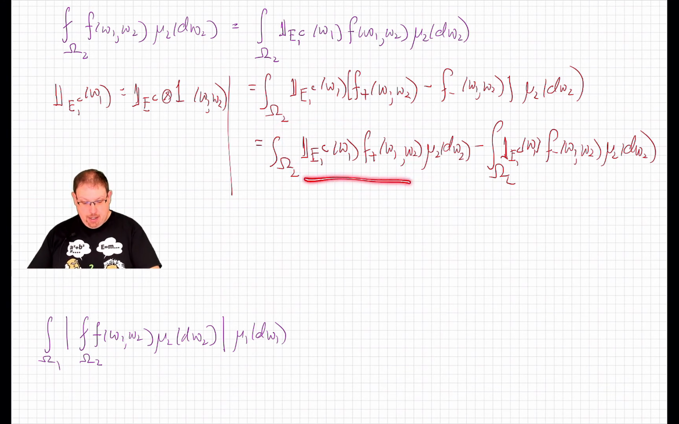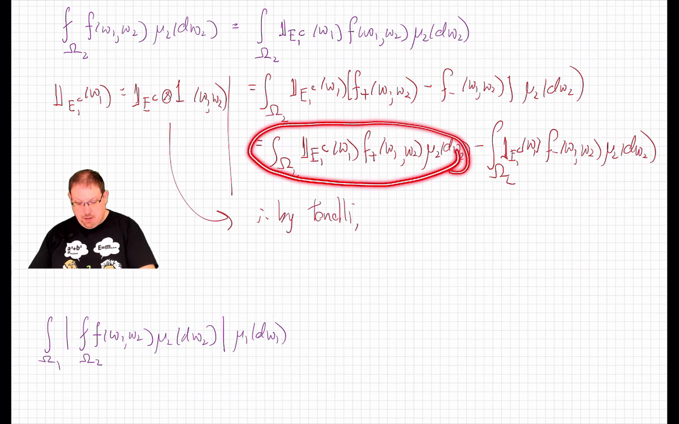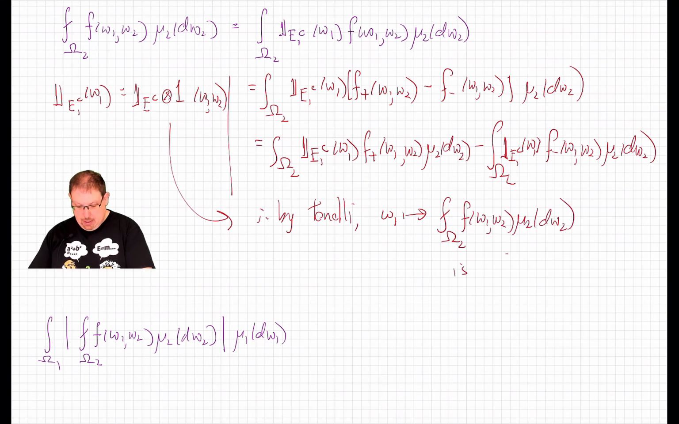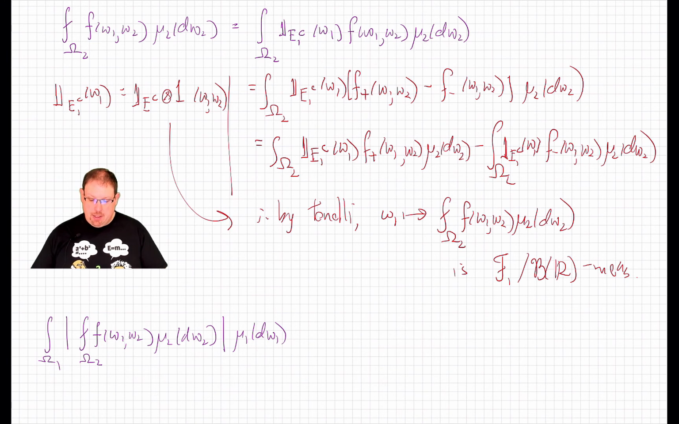It's also non-negative, and therefore, by Tonelli's theorem, this integral as a function of omega 1 is F1 measurable. The exact same argument applies to the second integral here, and so therefore, by Tonelli's theorem, we have that omega 1 mapping to this slash integral of f of omega 1, omega 2 is F1 Borel measurable. That's almost the second statement of Fubini's theorem. We wanted to show that it's integrable. Measurability is certainly required for that.